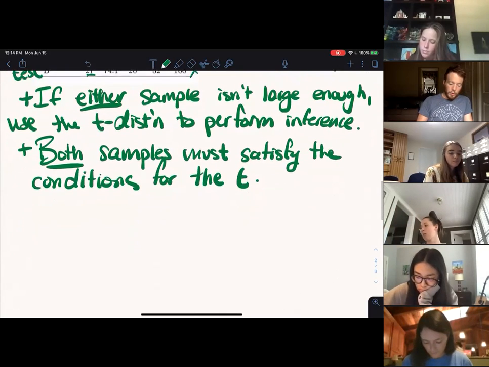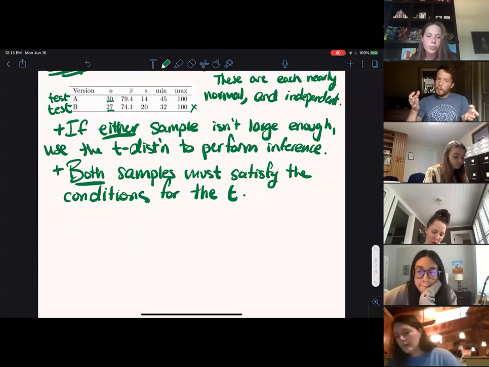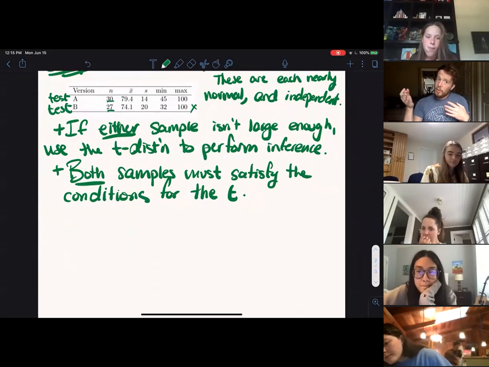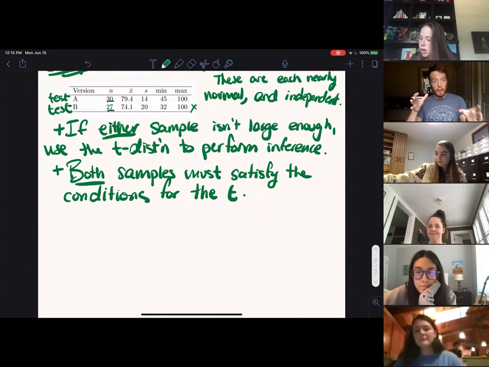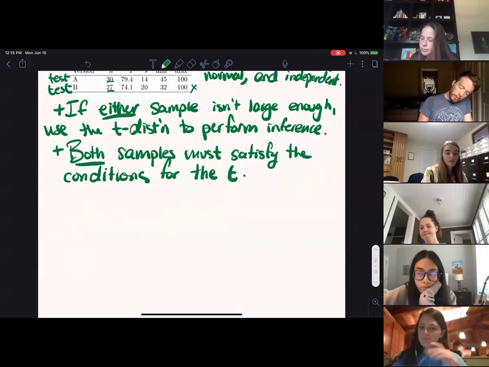Okay? So just like how when we did difference of two means and we needed both of them to satisfy the central limit theorem, right? Doing the same thing here, but we're checking the t conditions and we need both of them to satisfy for us to move forward. So let's do this. Let's check our assumptions.